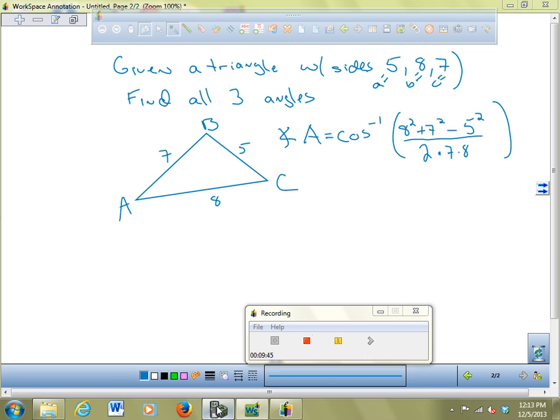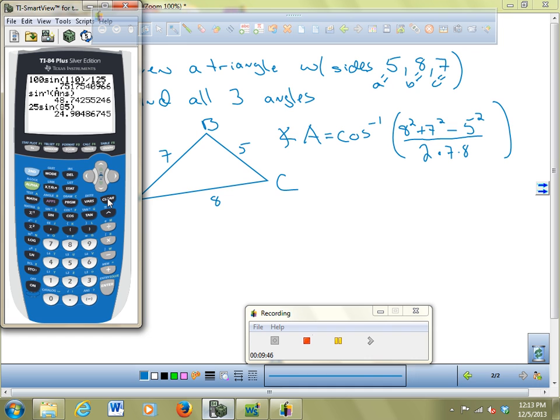So I'm going to take my calculator now, and I'm going to make sure that I am in mode degrees. I am, good. And then I'm going to go inverse cosine, second cos of, I know what a squared is, so I'm not going to write a squared. 64 plus 49 minus 25. Okay, and then you want to divide that.